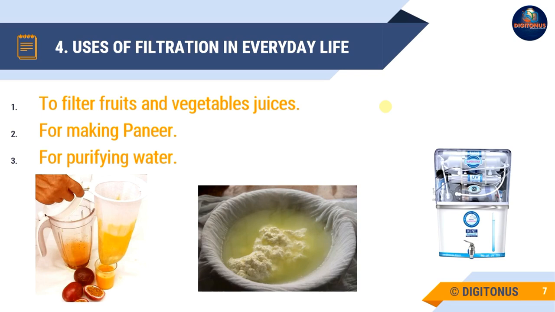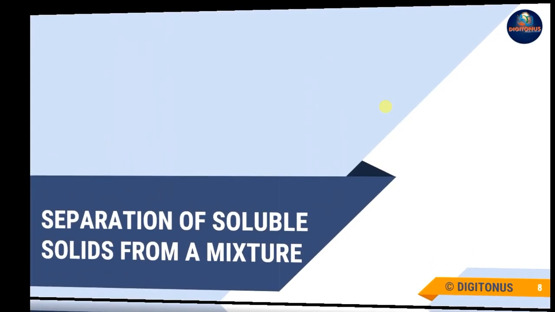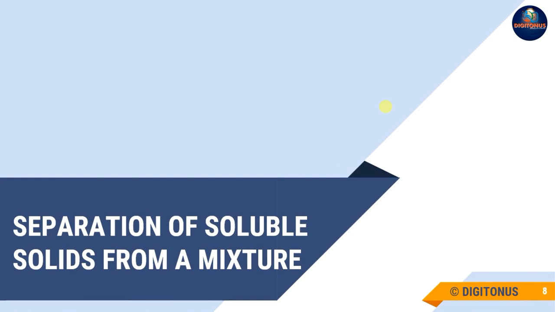The third one is for purifying water. See, water can be made absolutely safe for drinking by using an electric ultraviolet water filter. So these are certain uses of filtration in our everyday life. Now let us understand about the different methods which we can use to separate soluble solids from a mixture.